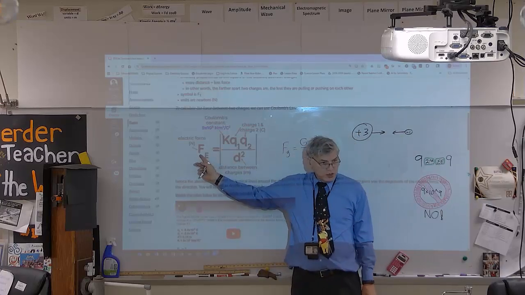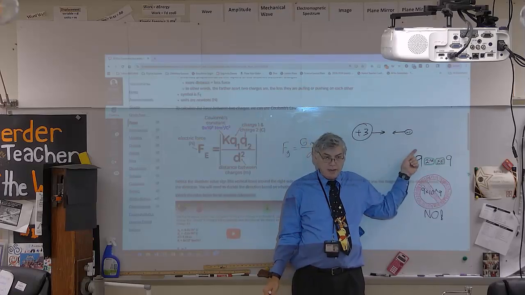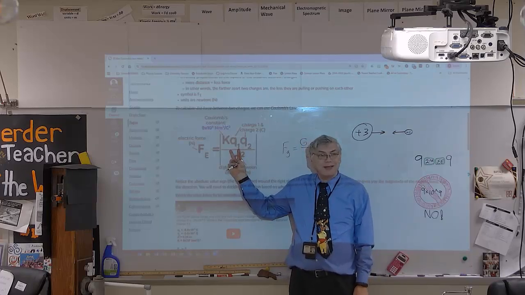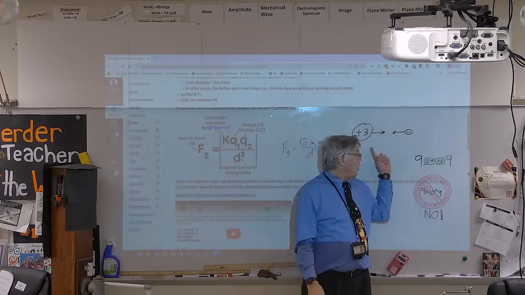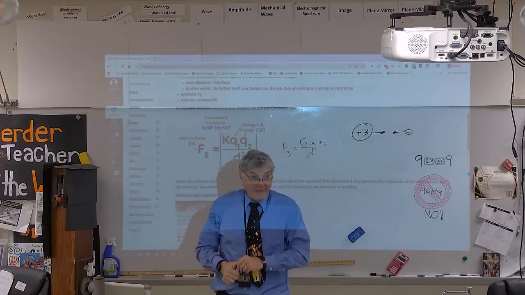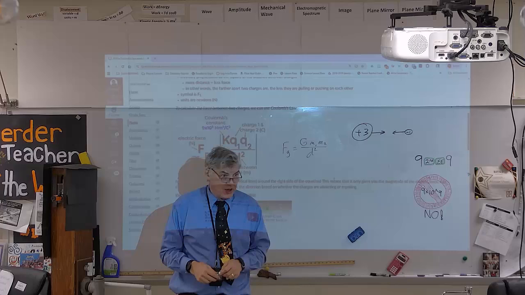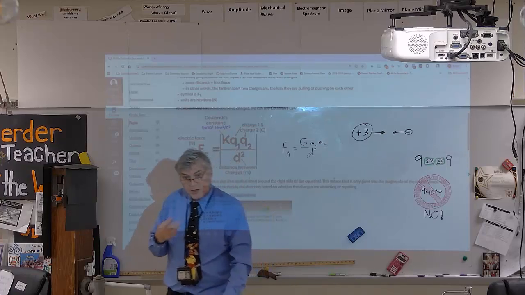Because the force doesn't care about what this charge is, and it doesn't care about what this charge is. It cares about what the product of the two multiplied together is. Okay? So the force on these two is always going to be the same. Now, if one of them is heavier than the other, maybe it doesn't move as fast because it can't accelerate, because it's heavy. Okay? That's the same as when we talk about gravity.